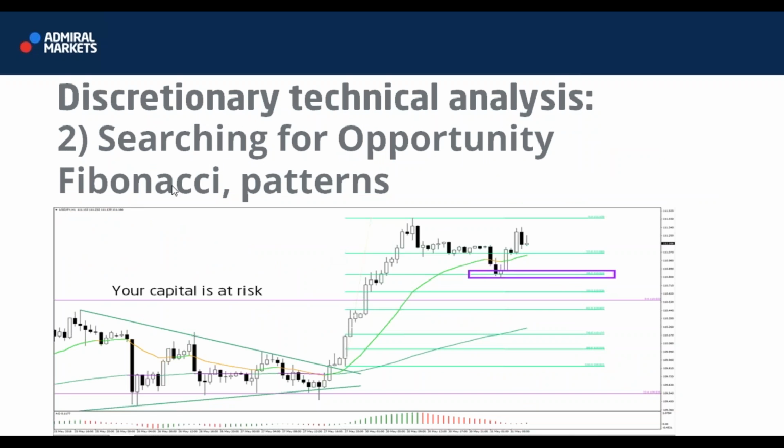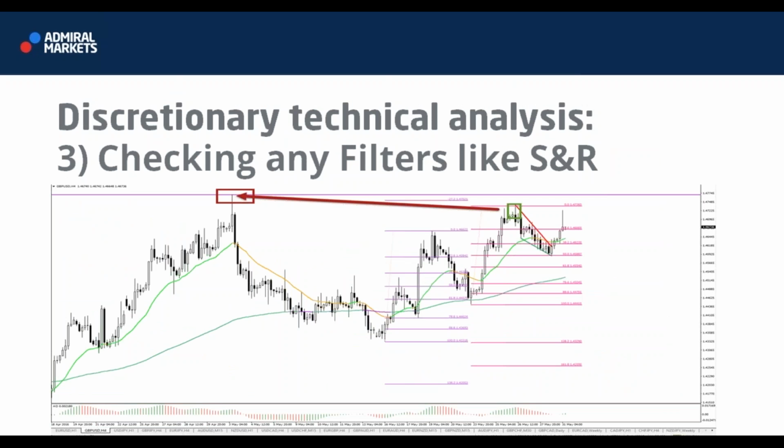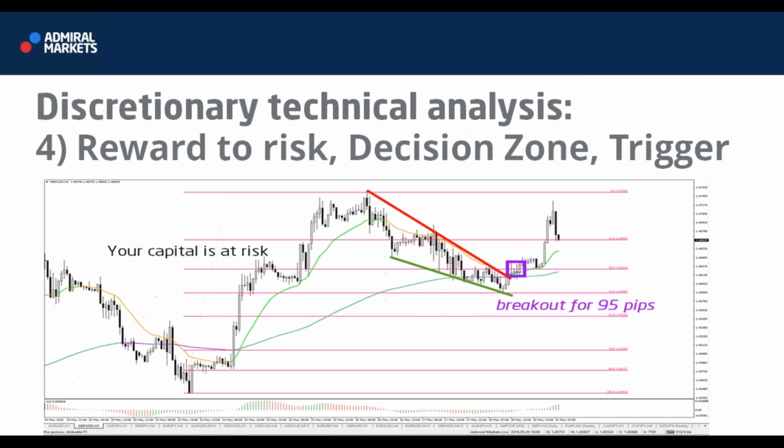And that would be step 2, using fibs or patterns to look for ways to capitalize on the analysis. Then check if there are any filters. That's step 3. And step 4 is basically using all those previous 3 steps and deciding, okay, this is what I expect. This is the path of least resistance that I think price is going to do. But I want this decision zone to be reached, and I'm looking for a trigger at that spot before trading it.